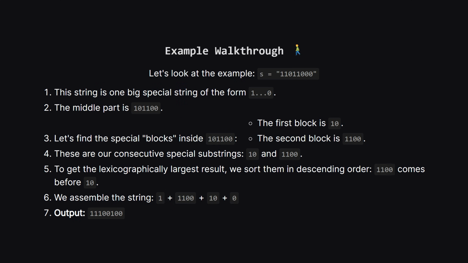Let's walk through the example to see this in action. We start with 1, 1, 0, 1, 1, 0, 0, 0, 0. If we look at the part inside the outermost 1 and 0, we find 1, 0, 1, 1, 0, 0. This string itself is made of two smaller special blocks, 1, 0 and 1, 1, 0, 0. To make the result as big as possible, we should put the larger block first. 1, 1, 0, 0 is bigger than 1, 0, so we swap them. Reassembling the string gives us the final largest possible version.